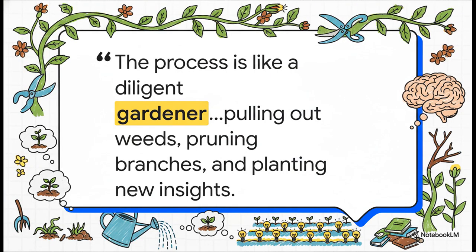And that third step, consolidation, is just so cool. I love this description of it being like a diligent gardener. The system isn't just throwing new info on a pile, it's actively tending to the knowledge base. It's pulling out the weeds of duplicate data, pruning memories to make them better, and carefully planting new insights. It's an intelligent, self-healing process.